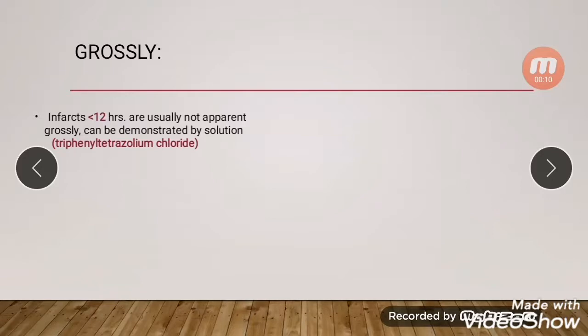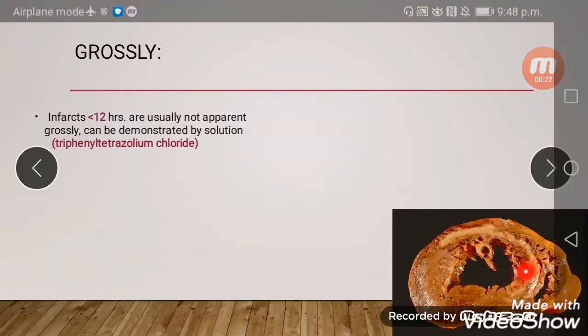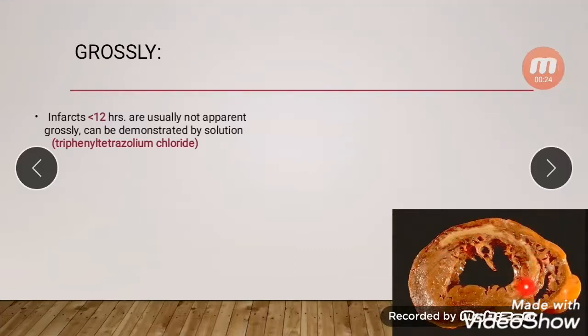Infarcts less than 12 hours are usually not apparent grossly, but can be demonstrated by a solution called triphenyl tetrazolium chloride. This cross-section through the heart shows the larger left ventricular chamber and the right ventricle. We will see that the myocardial infarction extends from the anterior wall and passes into the septum. This infarction is called transmural infarction because it involves the full thickness of the ventricular wall.